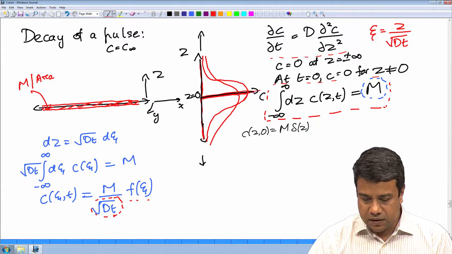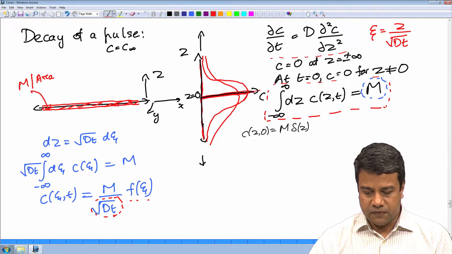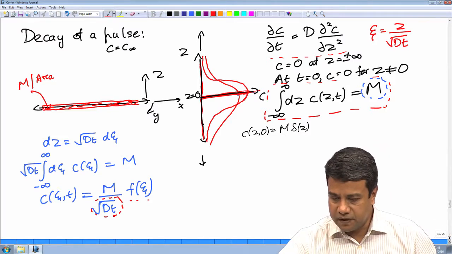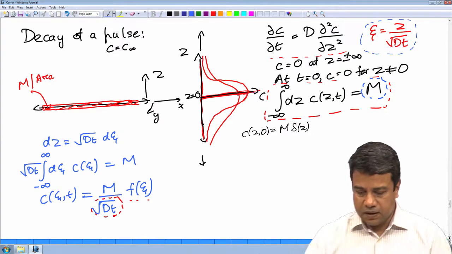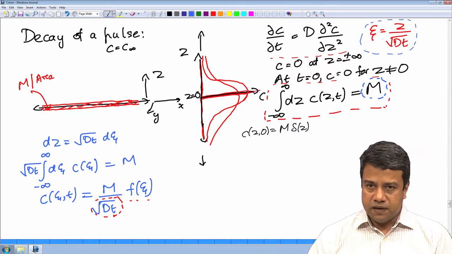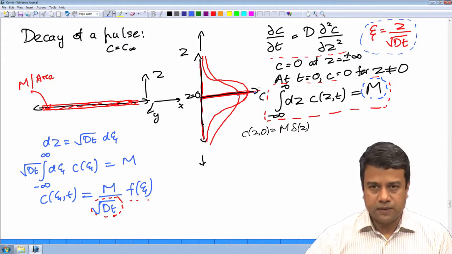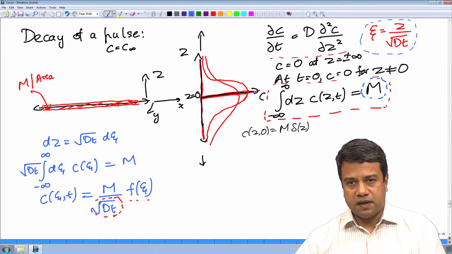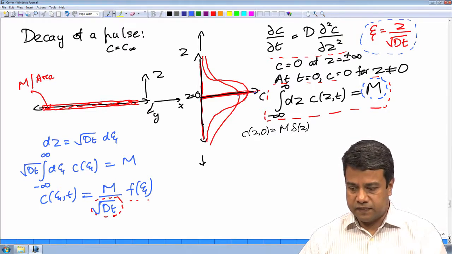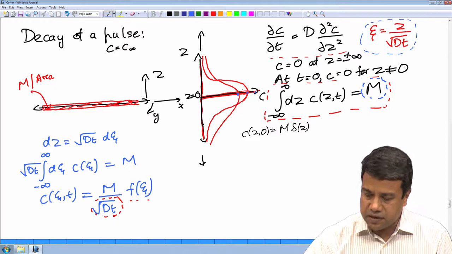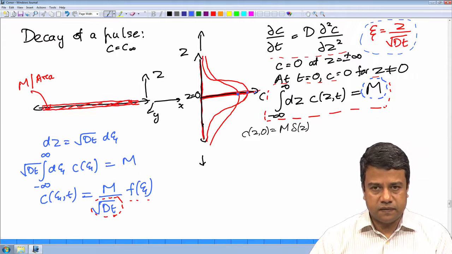In this case as well, there are no length or time scales in the problem. Therefore, I should be able to define everything in terms of this dimensionless group. However, the concentration field is evolving. As time progresses, initially the concentration is large. As the material spreads, the total mass has to be preserved. That means that the maximum of this concentration has to come lower and lower. So, the maximum value of this concentration is actually a function of time.